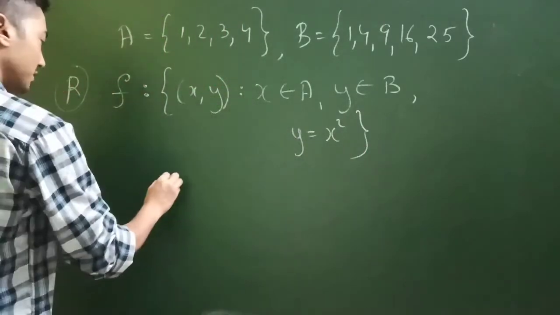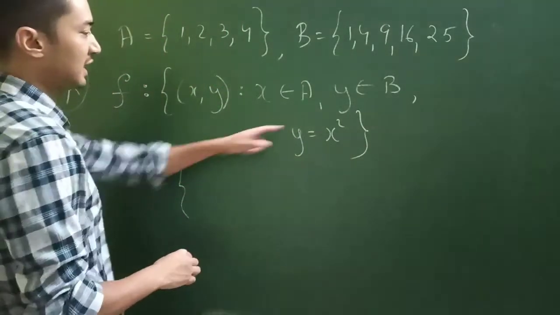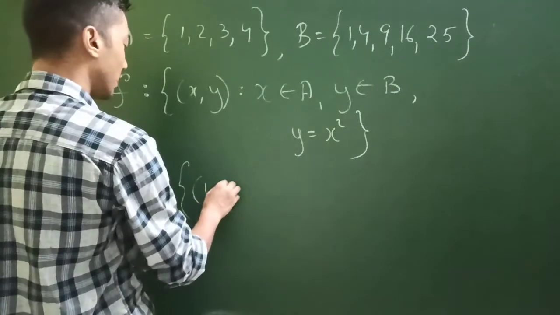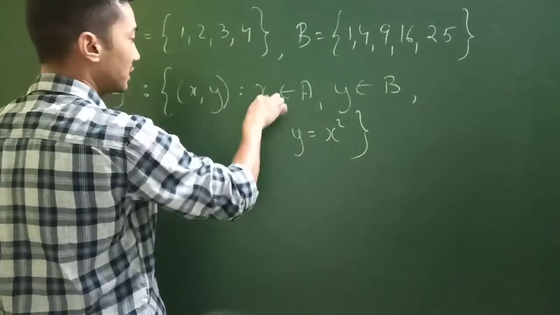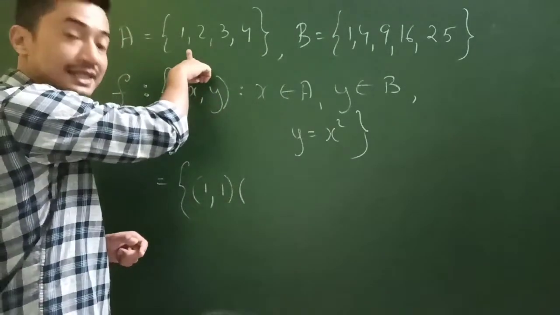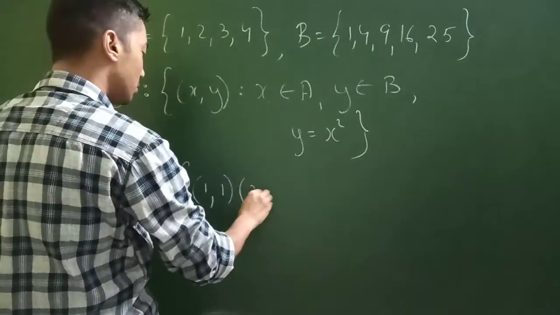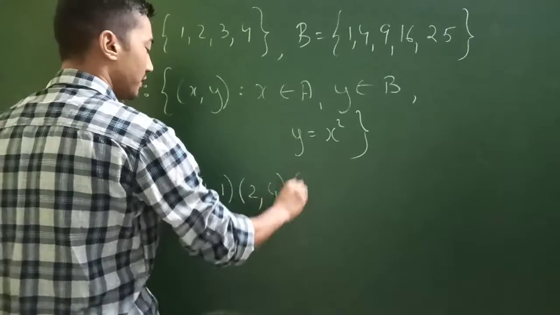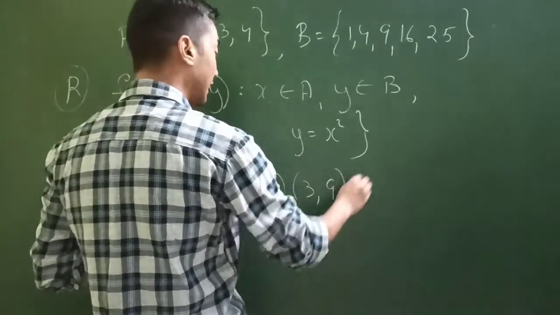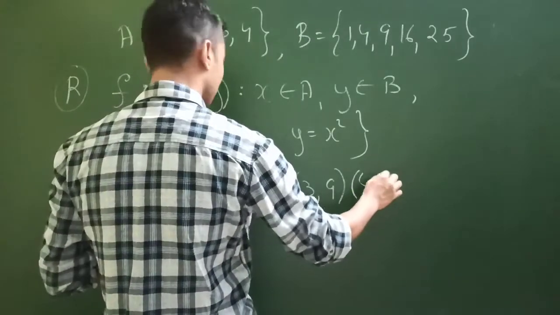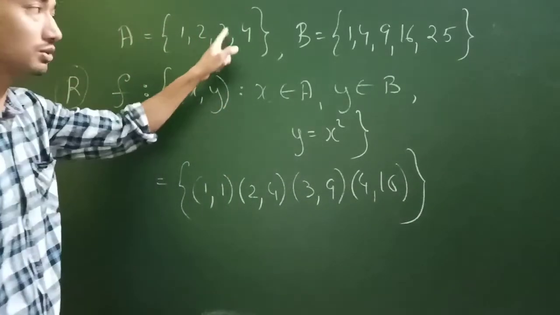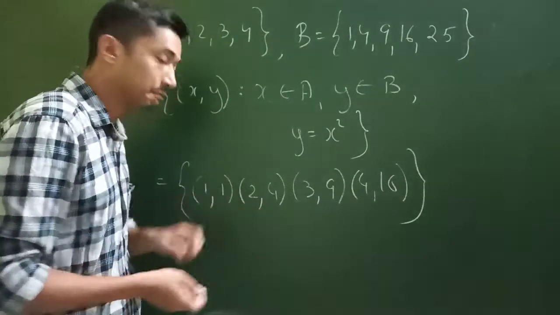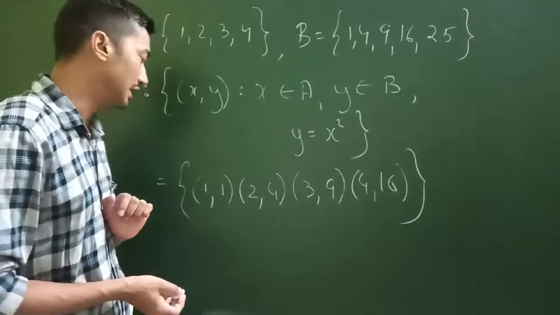So let's form these ordered pairs. y is x squared. If x is 1, y will be 1 squared, that is 1. From 1, 2, 3, 4, because x should all come from the first set, if x is 2, y will be 2 squared, 4. If x is 3, y will be 3 squared, 9. And if x is 4, y will be 4 squared, that is 16. That's all, because in the first set we have only 1, 2, 3, 4. Done.